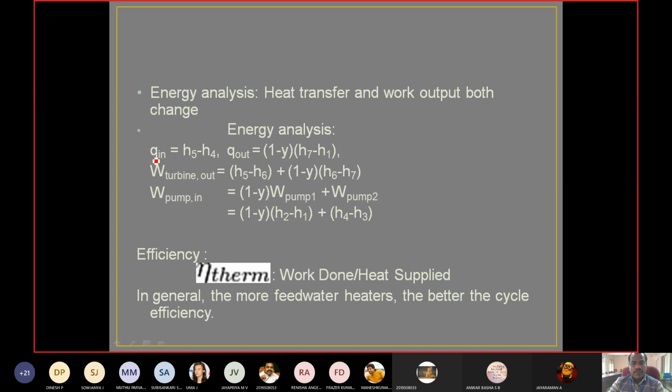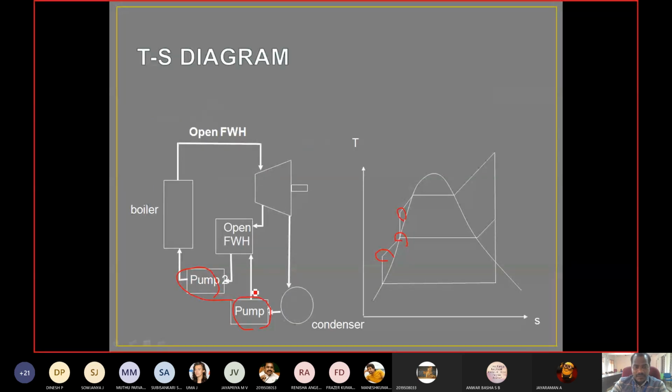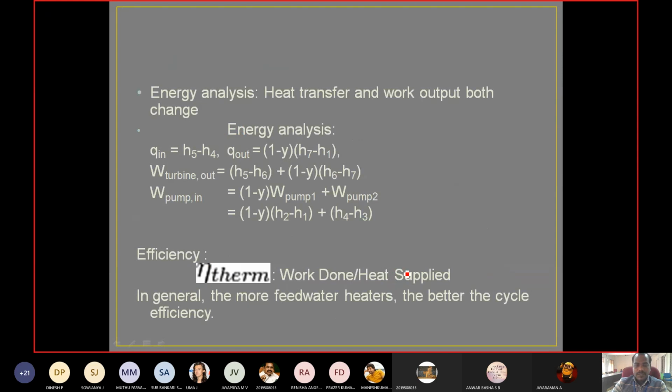So in general, the more feed water heaters, the better the cycle efficiency. This is the feed water heater, right? The feed water is heated with the use of the wet steam exit from the turbine. So if there are more feed water heaters, we can get better efficiency of the cycle.